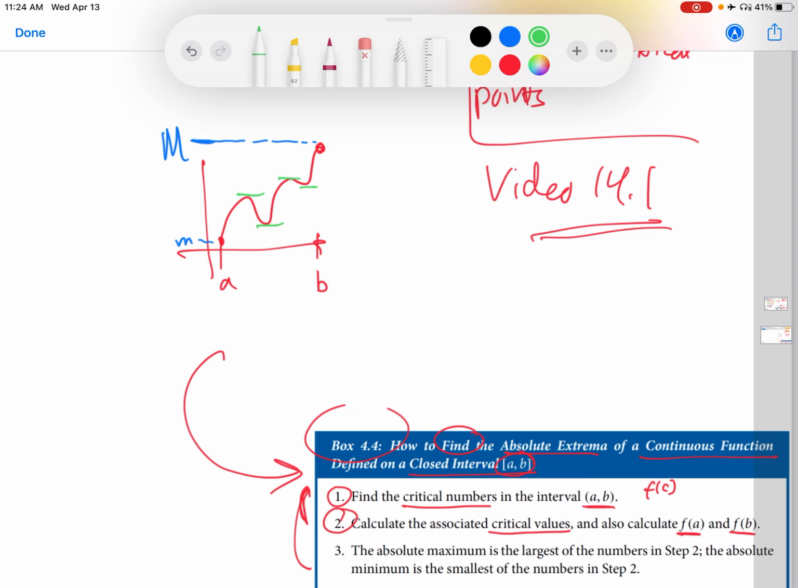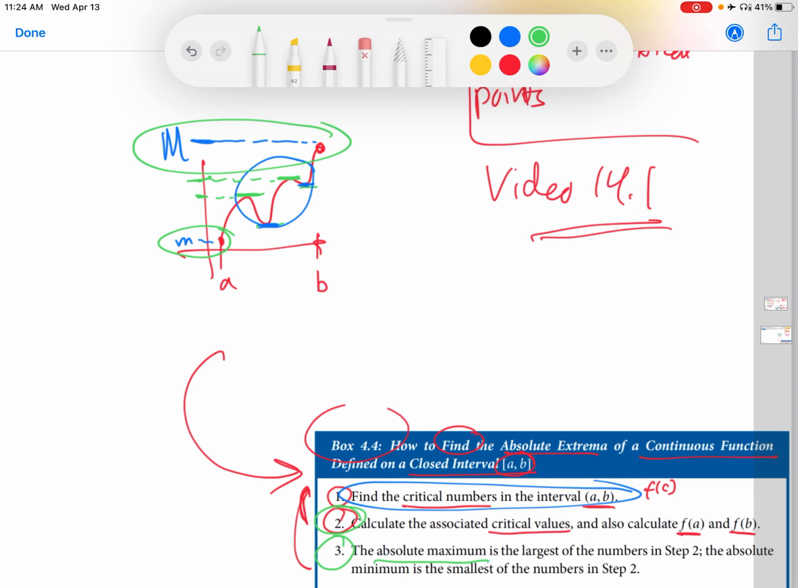If I didn't give you the graph and I just gave you the equation, these local maxima would be candidates for the absolute maximum. These local minima would be candidates for the absolute minimum. So we have to find those local extrema, which we do with the aid of the critical numbers, because they're candidates for the absolute extrema. Then we have to compare their y values to the y values of the endpoints, and that's step number 2. After that comparison, step number 3: the absolute max is the largest of the numbers that we got from those comparisons, and the absolute minimum is the smallest.